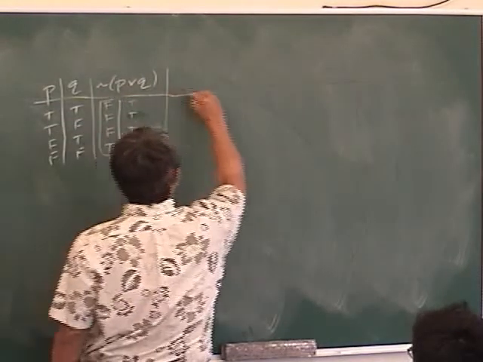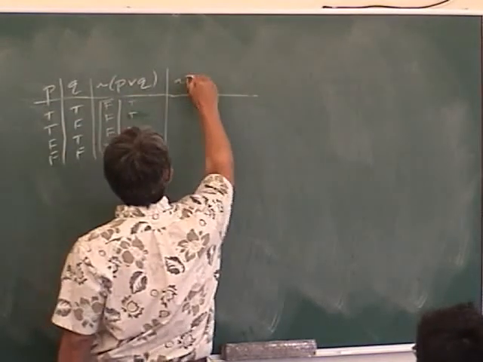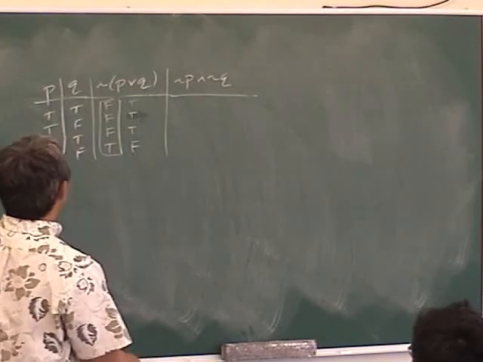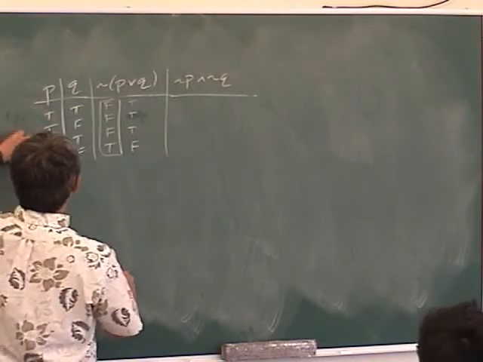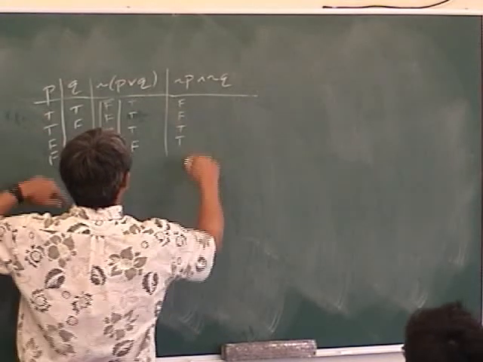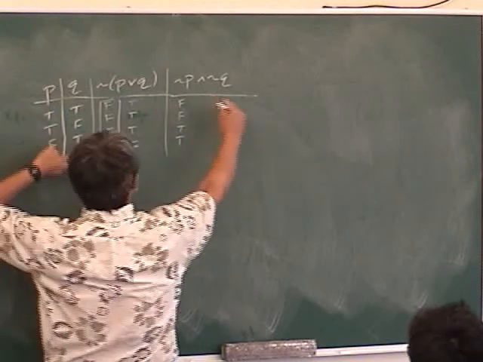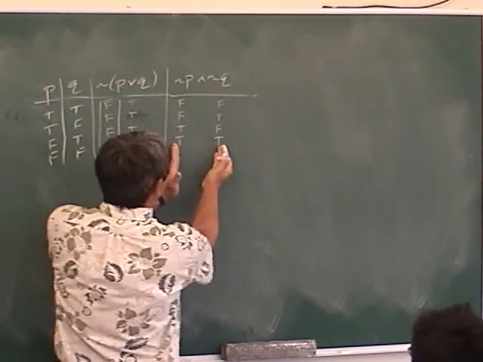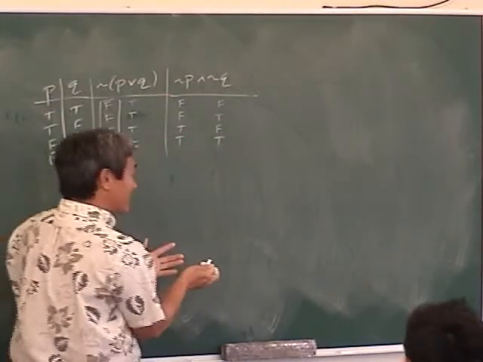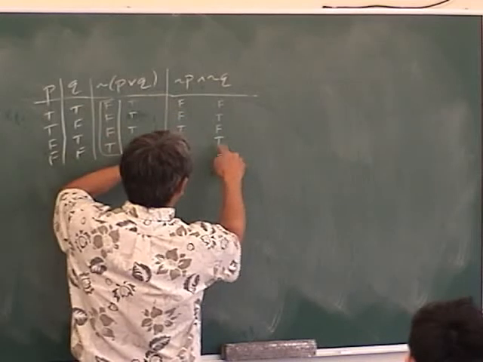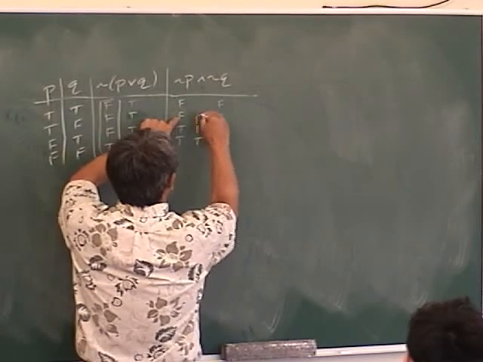Okay, now what if I ask you to construct the truth table for not P and not Q? That's the same thing. Okay, so P is true, false, so not P is going to be false, true. Q is true, false, so the negation is going to be false, true. But then you have to put these two together with and. When is the and statement true? When both of them are true. So the only time when both of them are true is right here. And then it's going to be false in all the other cases.